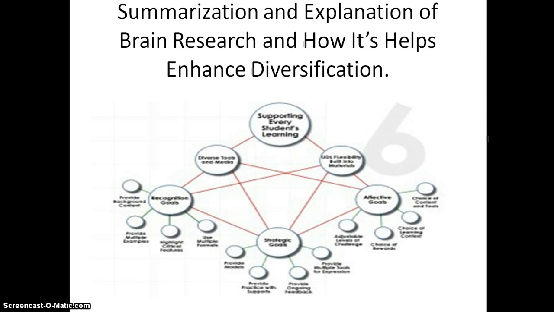Summarizing explanation of the brain research and how it helps enhance diversification. You can just see from the short examples of supporting every student's learning that you have to be diverse and very flexible with the students. There are different things you have to do to make sure that it connects and that everything is effective and you meet your goals. And as you can see, you have the strategic, effective, and recognition goals.